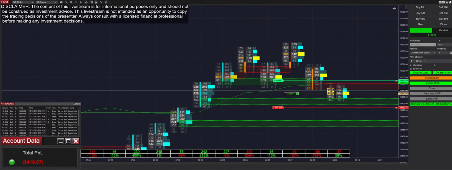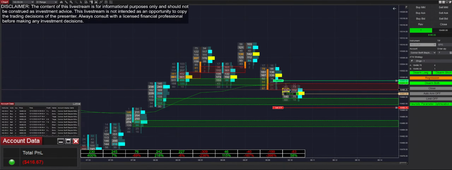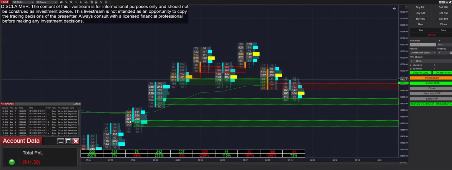Looks like we just got filled long there. Hopefully we can get enough movement here to get us filled on this one. There we go. There's our third one of the day. We're now almost back to 0.